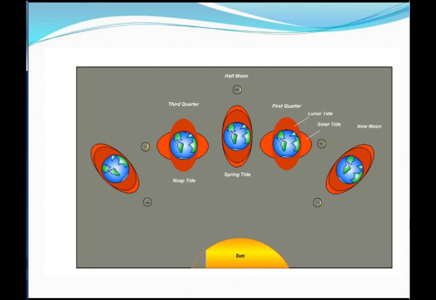Why is it so? Because at full moon the moon and the sun will be aligned. Not just the moon and the sun, the earth, the moon and the sun. If you see here, the earth, the moon and the sun will be aligned in one direction. So what will happen?